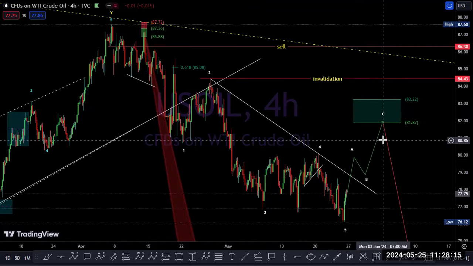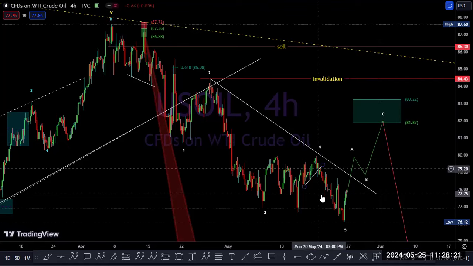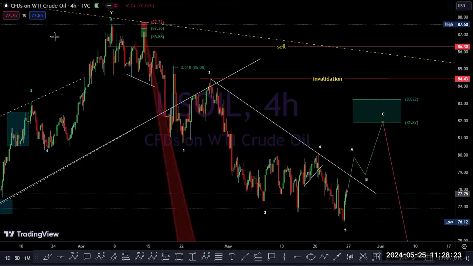US oil. Oil gave me a lot of money this time around. I closed my oil buy. Sorry, my oil sell. I've forgotten where I closed it, either here or here, but I closed it before this very move. And I was looking for a higher move to sell again. It didn't give me the higher move and dropped.